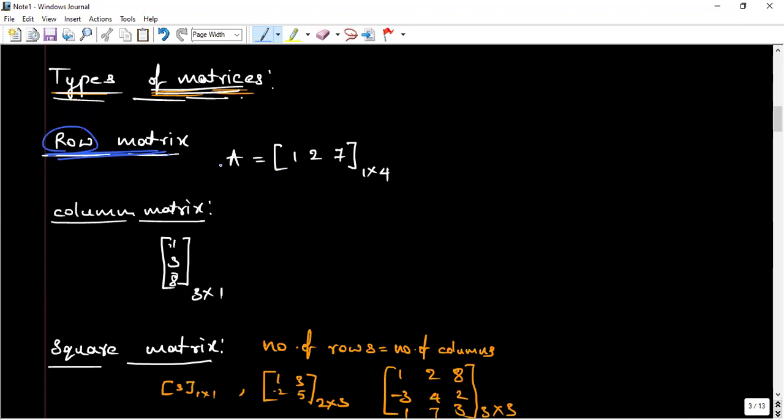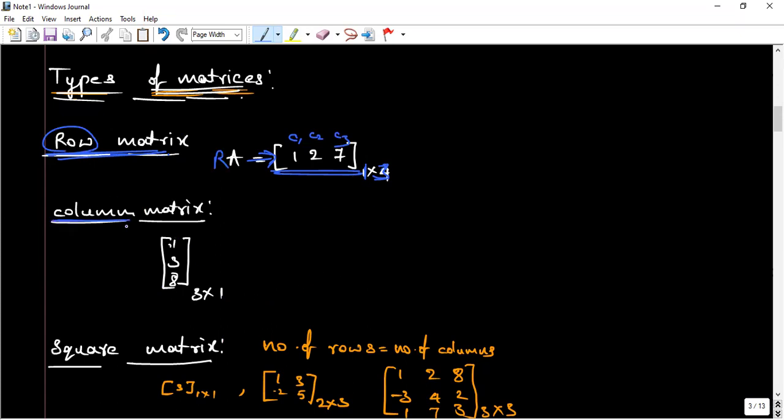What is the meaning of it? If there is only a single row, that is known as a row matrix. Basically, this is 1 by 3. Only 3 columns are there: column 1, column 2, column 3. Only one row is there. That's why it is a 1 by 3 matrix.